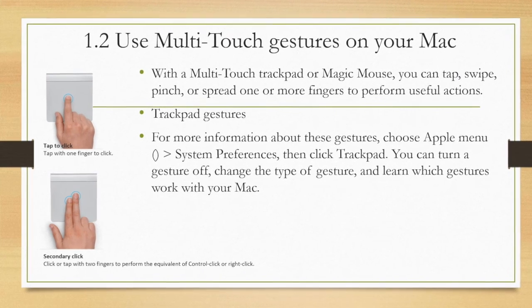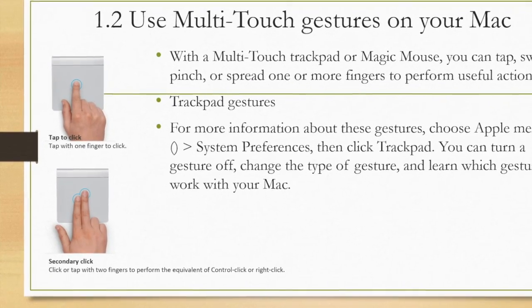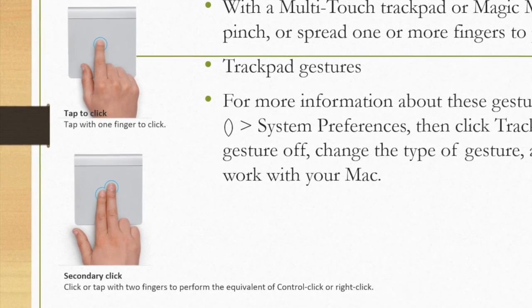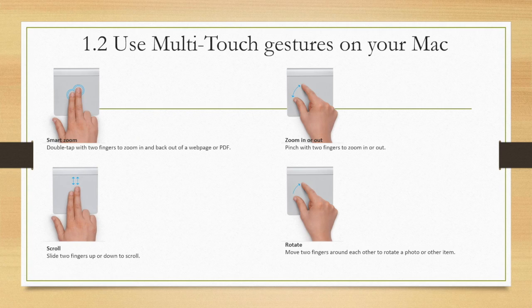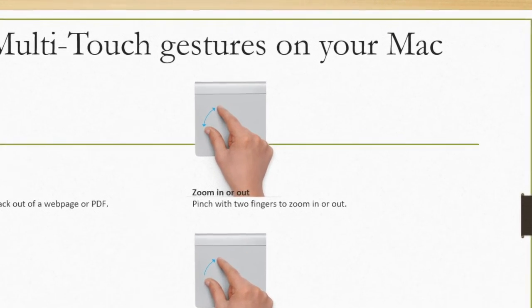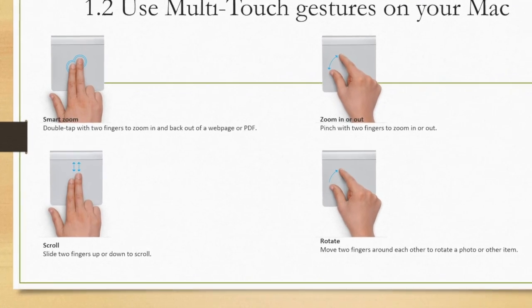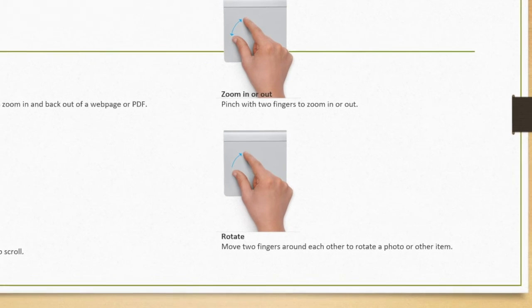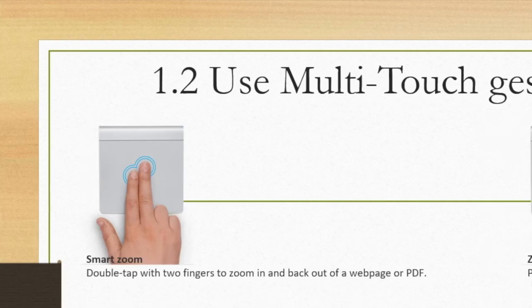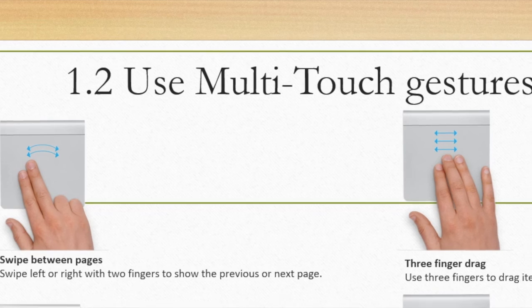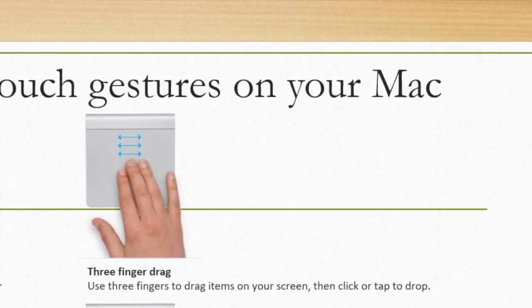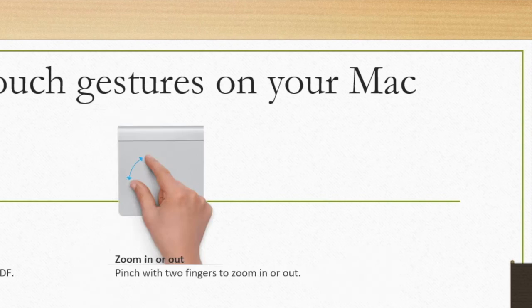The touchpad uses multi-touch gestures. You can tap, swipe, pinch, or spread one or more fingers to perform useful actions. You can zoom by double tapping with two fingers to zoom in or out, or you can pinch with two fingers to zoom in or out. You can scroll by sliding two fingers up or down to scroll. You can rotate a photo by moving two fingers around each other. You can swipe between pages by swiping left or right with two fingers to show the previous or next page. You can use the three-finger drag to drag items on your screen. Then click or tap to drop.